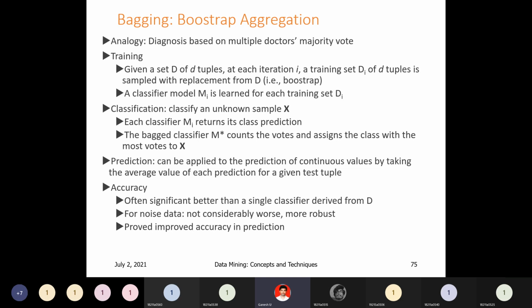So what is meant by prediction? Prediction can be applied to predict continuous values by taking the average value of each prediction for a given test tuple. We take the average of all the continuous values. So how can bagging be applied to prediction? Bagging can be applied for prediction like this, with continuous values.